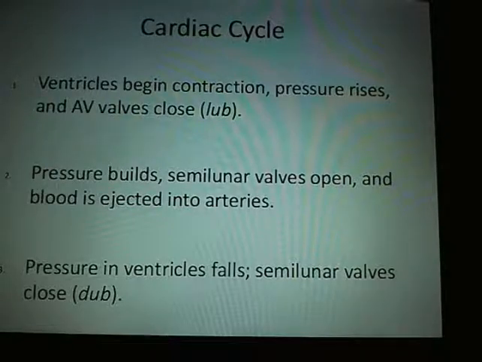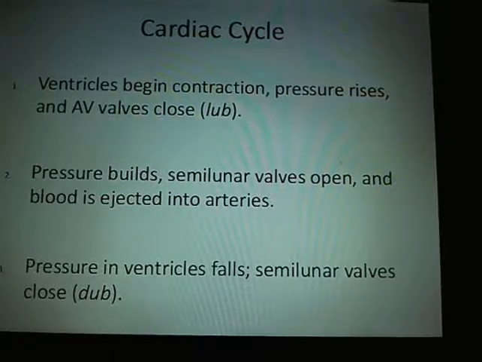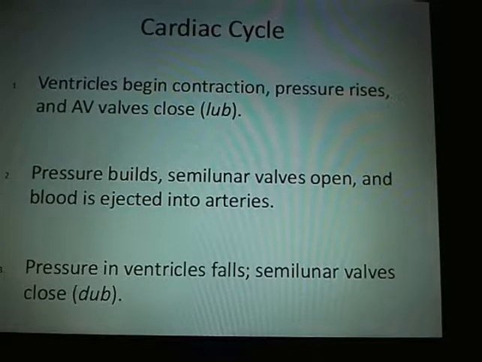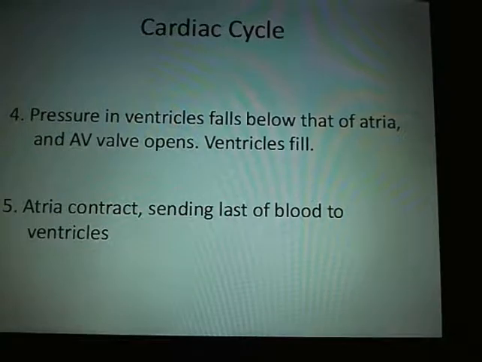At that point, the pressure in the ventricles falls, and as we talked about even in chest expansion, nature abhors a vacuum. So as the ventricles relax after we push the blood out, the pressure falls, it creates kind of a vacuum, it causes the semilunar valves to close, and then the AV valves open, and blood flows from the atrium into the ventricle. The pressure in the ventricles falls below that of the atrium, the AV valves open, the ventricles fill.